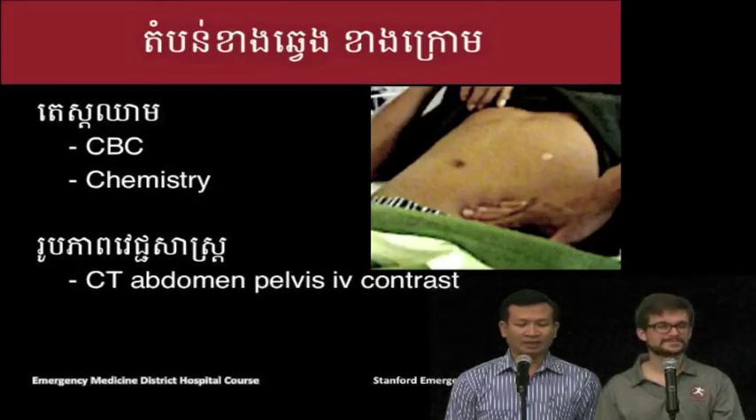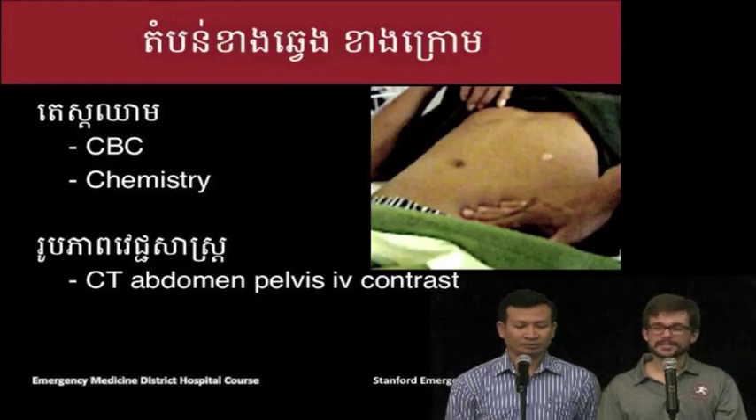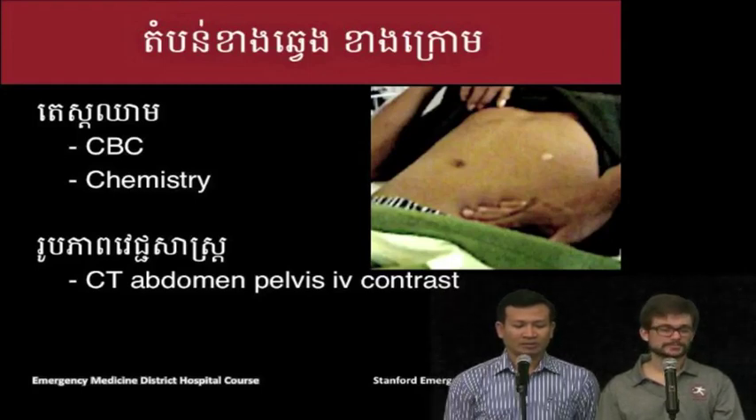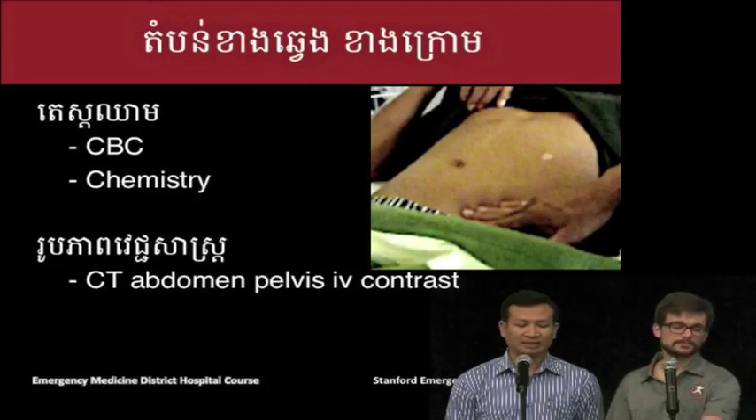Left lower quadrant pain should have a CBC and chemistry ordered when it is present. If the patient appears to be unstable or has persistent pain you can't explain otherwise, consider obtaining a CT scan of the abdomen and pelvis.